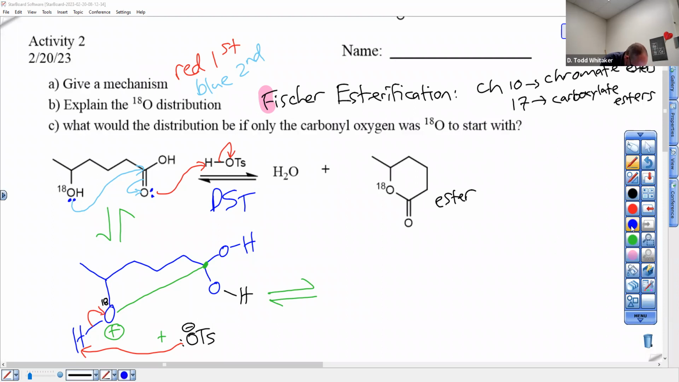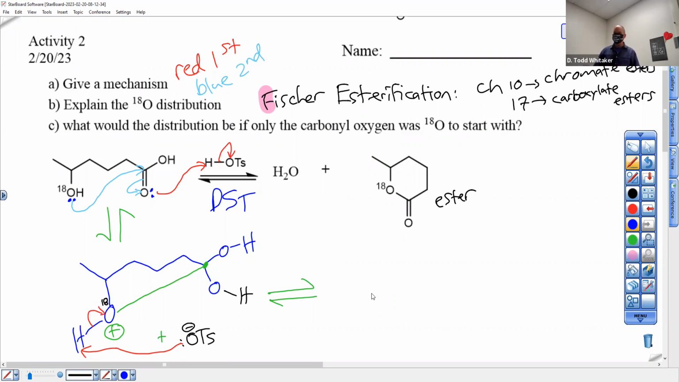It's a heavy isotope of oxygen. Normal oxygen weighs 16 grams per mole. This one weighs 18 grams per mole. It's got 2 more neutrons in its nucleus. And they do that so they can study mechanisms like this. They did the reaction where they knew it was the alcohol that was O18 and no other oxygens had O18 on them. And when they studied the reaction, O18 ended up exclusively in the ester and none of it in the water. This mechanism is consistent with that.